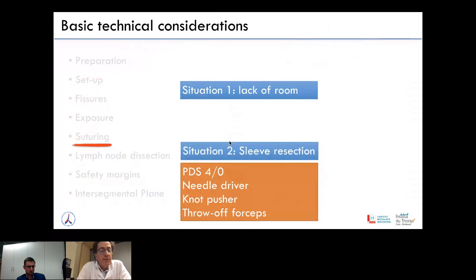If there is no question, I go on. So why we think you should master thoracoscopic suturing and have the equipment ready in the operating room, because you can face two different situations. One is the situation where you don't have the room to pass a stapler. And the second situation is when you have to perform a bronchoplasty.